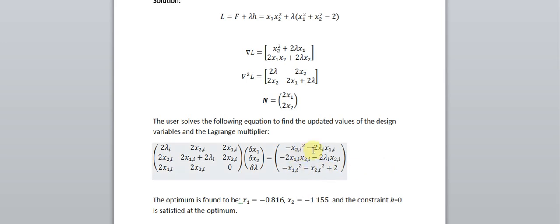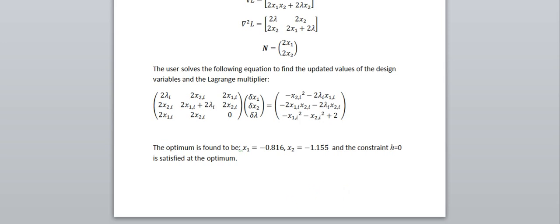This process, if it is repeated several times, maybe about 10 times, converges to the optimum at which the first design variable is minus 0.816 and the second design variable is minus 1.155.